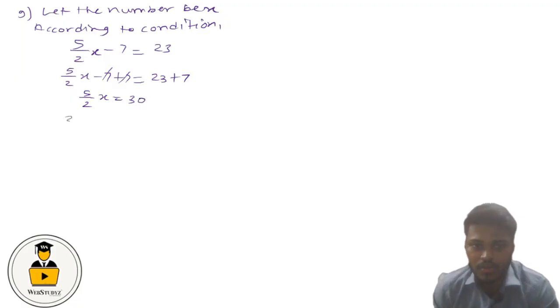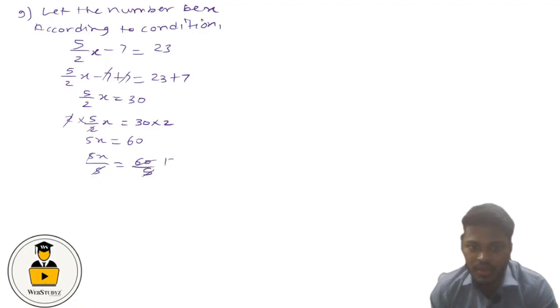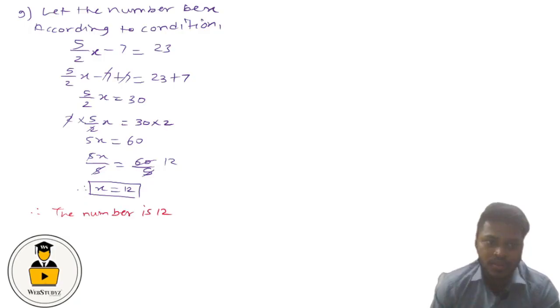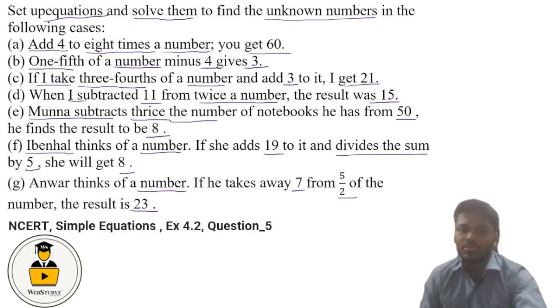Now we will multiply by 2 on both the sides. So this will be 30 into 2. So 2 will get cancelled. So 5x equals 30 into 2, which is 60. Now we will divide by 5 on both the sides. So 5 will get cancelled, and we know that 12 5s are 60. So therefore x comes out to be 12. So we can say that therefore the number is 12. So in this question we have set up the equation using the statement and then solved the equation to find the unknown number.